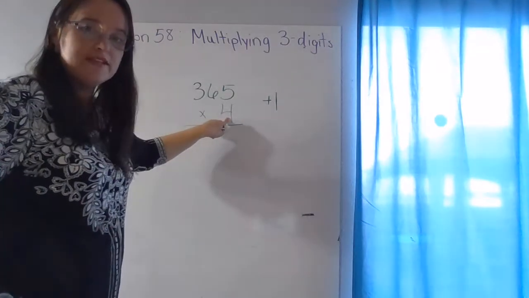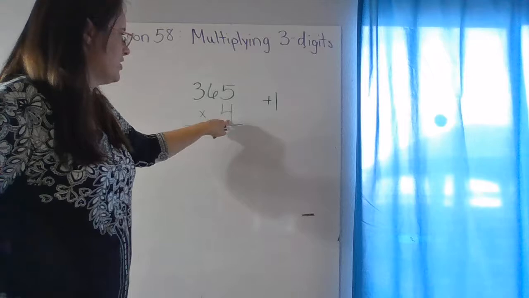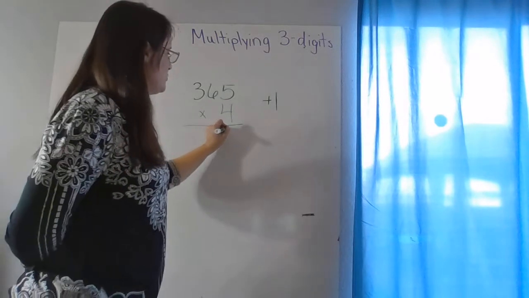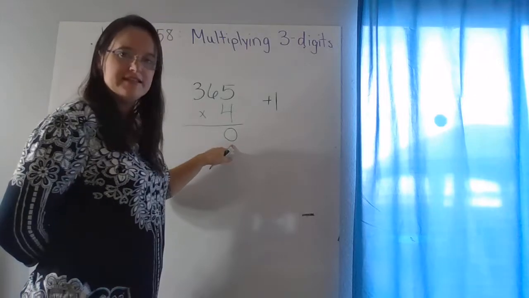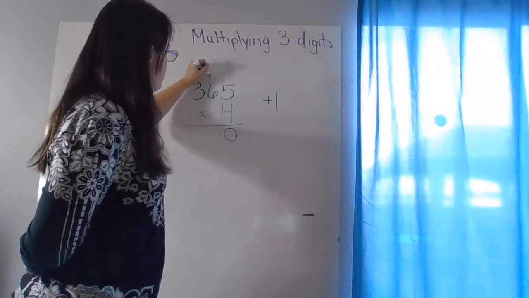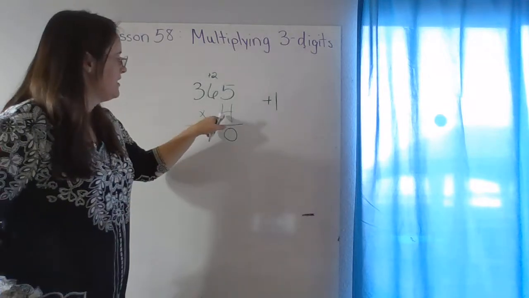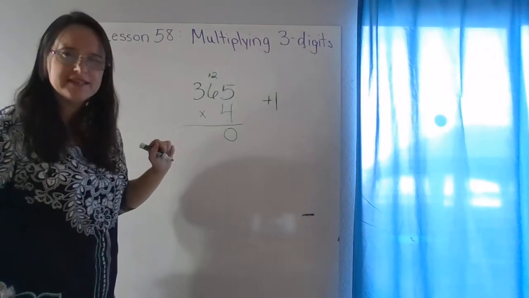And then we multiply. Again, we start with the ones place. This number, 4, times the ones place, 5. 4 times 5 gives me 20. So my 0 goes down here, and I'm going to write a +2 because I have to carry 2 tens. 4 times 6, what is that?